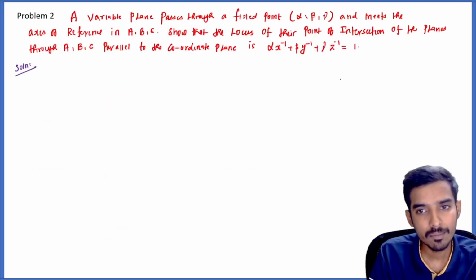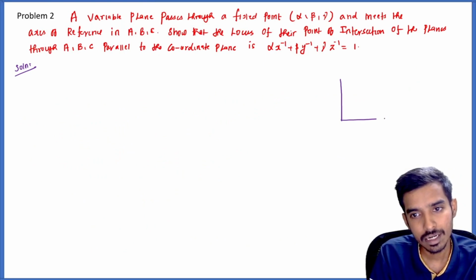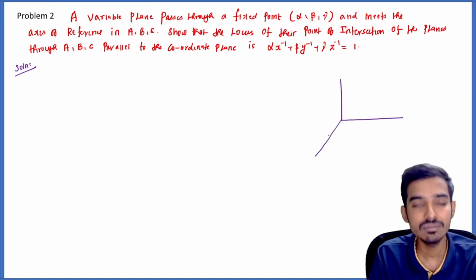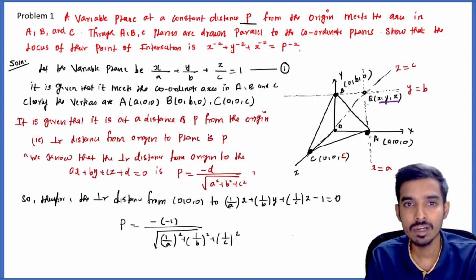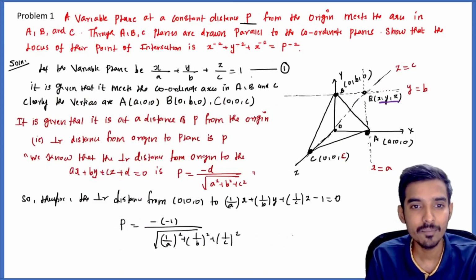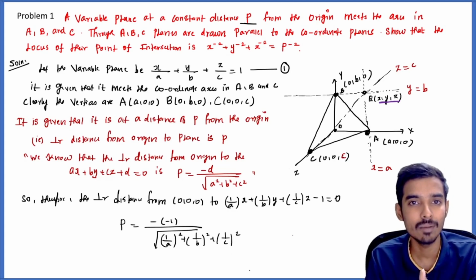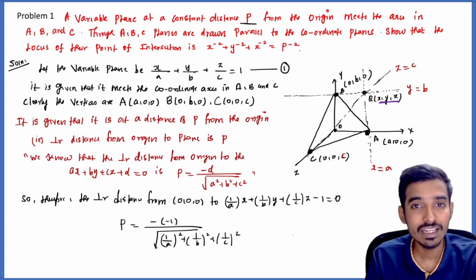So a variable plane passes through the point. I'm just drawing a very, very rough diagram just to give you clarity. Because from an exam point of view, if you read by diagram, it will be easy for you to do the problem rather than just mugging up and doing the problem, right? Okay. So this is a very rough diagram, right? This is not an exact diagram because I'm drawing this on a 2D surface.